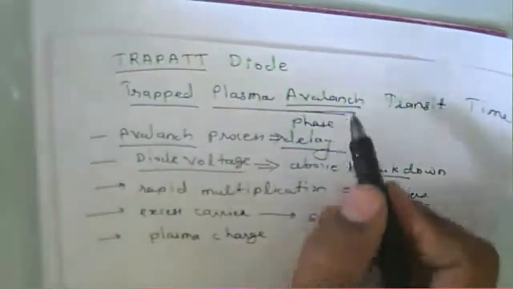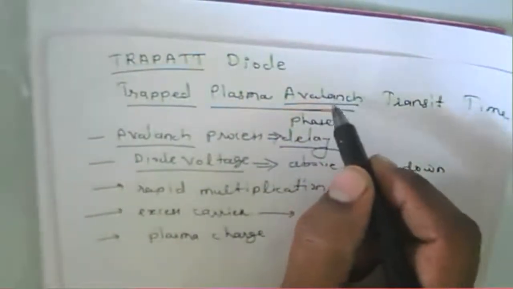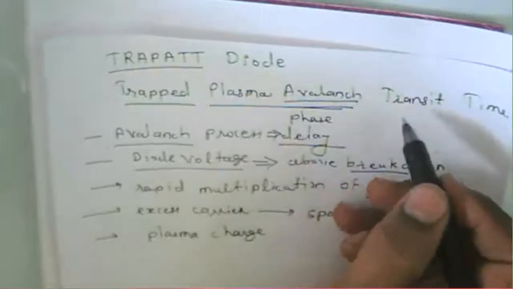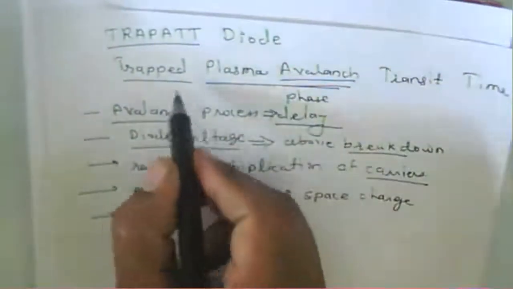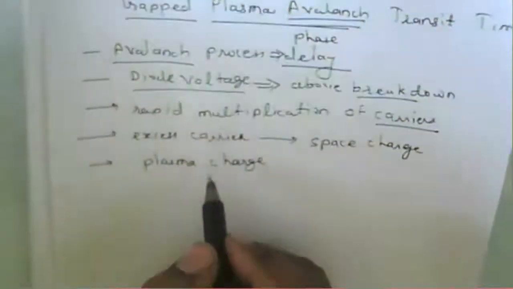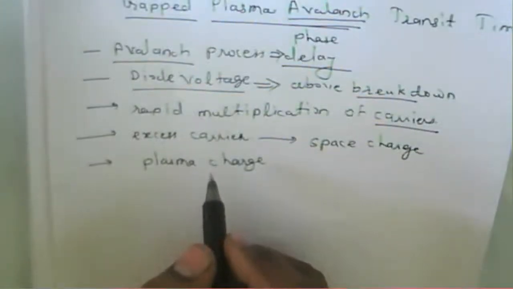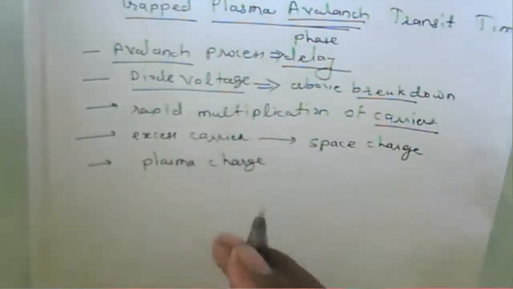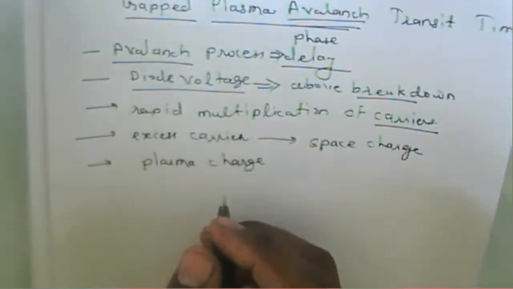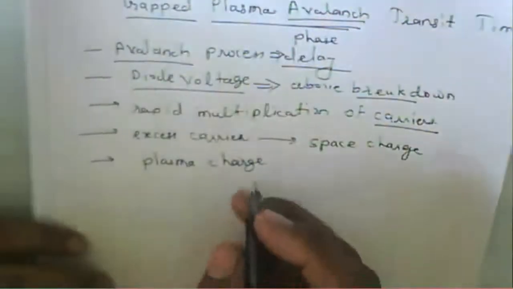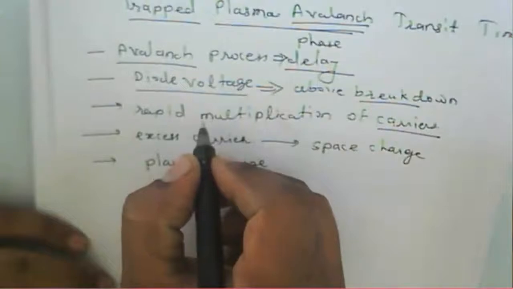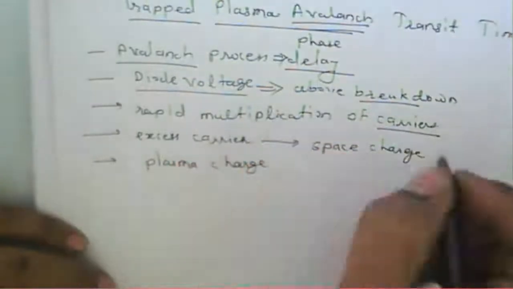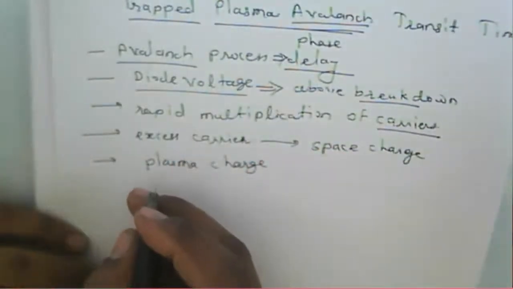In the trapped plasma avalanche case, multiplication takes place within a particular period of time. What is the plasma? Plasma means excess charge. This excess charge is called the plasma of charge, and it occurs when the applied voltage or bias is above the breakdown voltage.